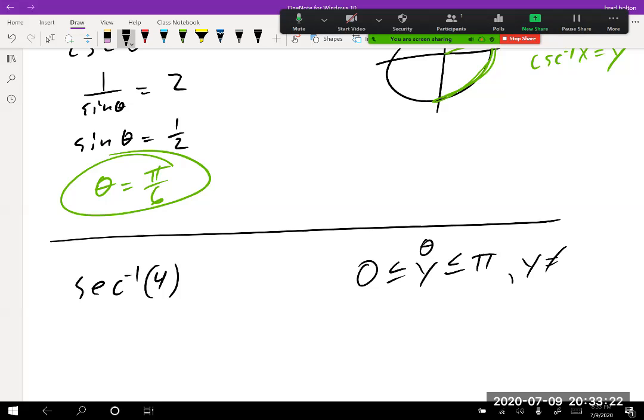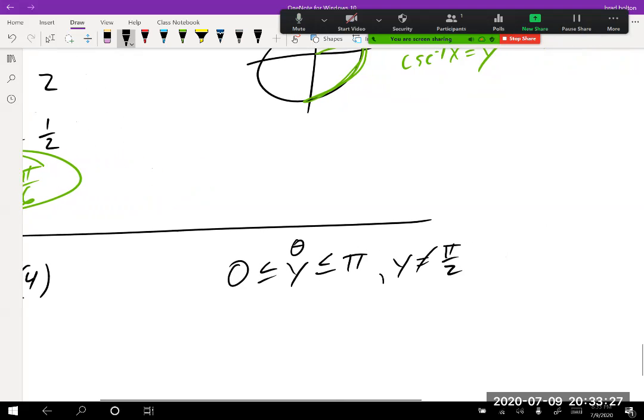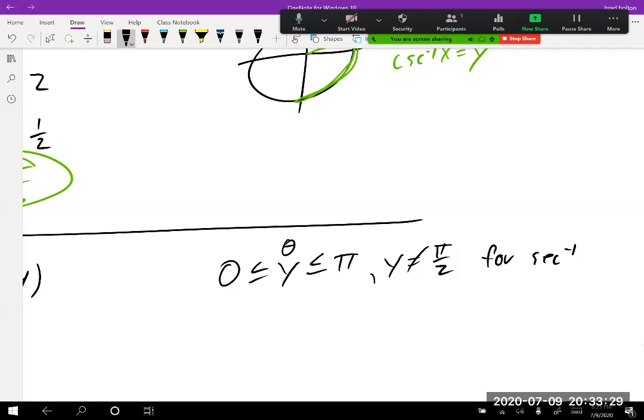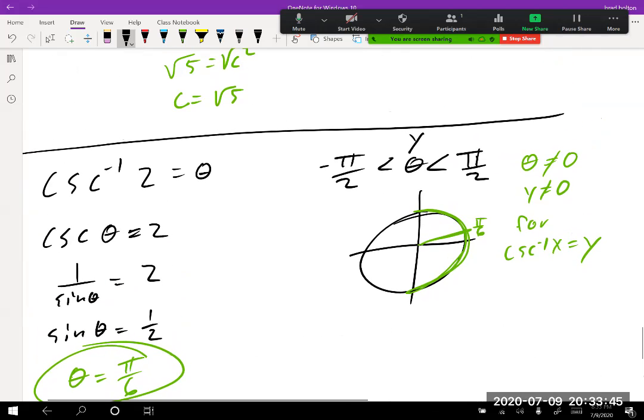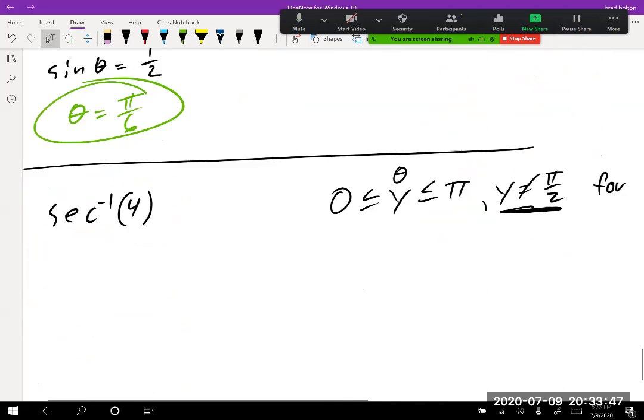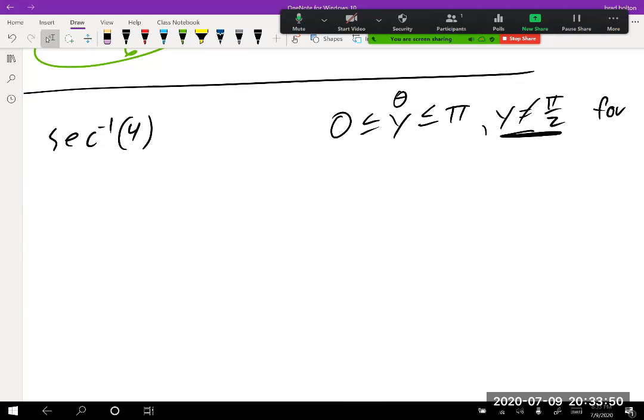Y cannot equal pi over 2, or theta cannot equal pi over 2, for secant inverse of x equals y, okay? I hope that makes sense, because secant is 1 over cosine, and cosine at pi halves is 0, so you'd have 1 over 0, which is undefined. So that's why they're being a little particular about this one, okay?